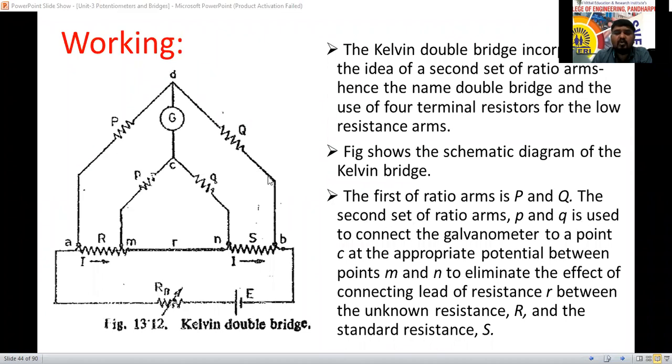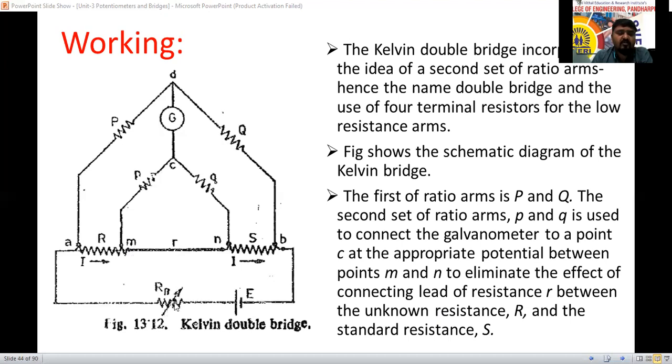The second set of ratio arms are small p and q, used to connect the galvanometer to point C here. We have D and C connected at the appropriate potential between points M and N, to eliminate the effect of the connecting leads between the unknown resistance R and the standard resistance. To eliminate the unknown effect of the contact or lead resistance, we have connected M and N with one small resistance, that is called r here.